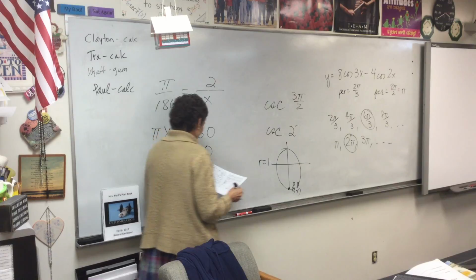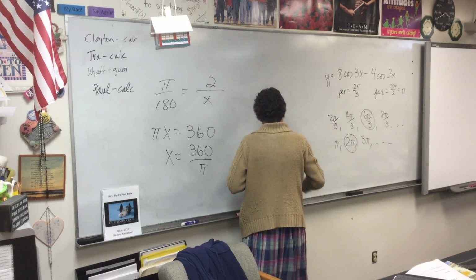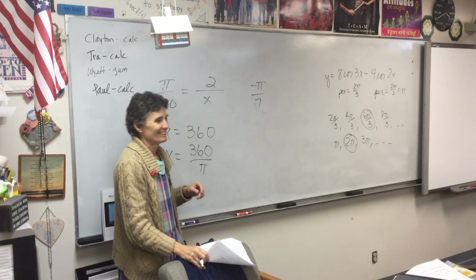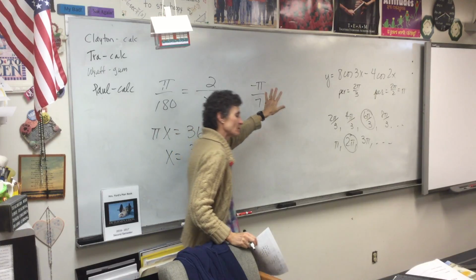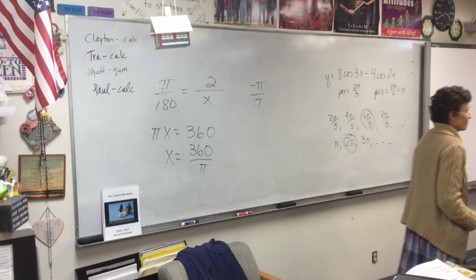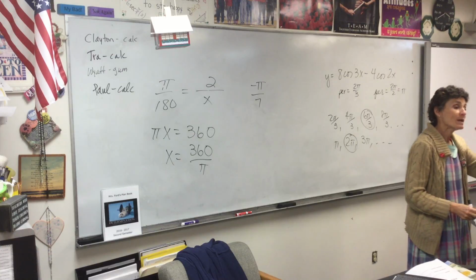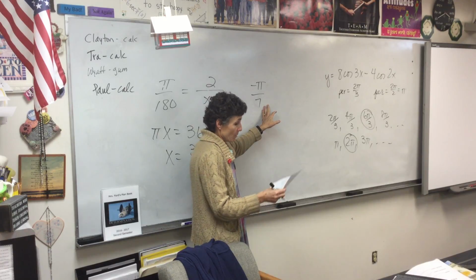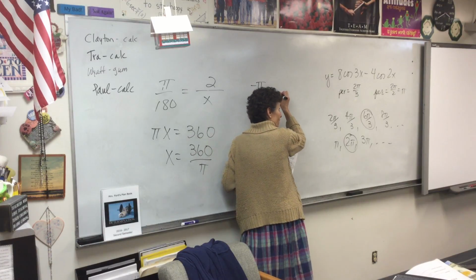Okay. Find a negative coterminal angle for negative pi over 7. Student: Negative 2 pi over 7? No. How do we find coterminal angles? You add or subtract a revolution, right? If we added a revolution, this would become positive. We are directed to find a negative, so we're going to subtract a revolution.